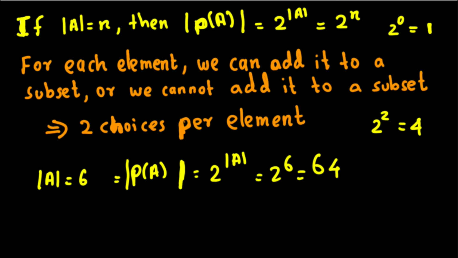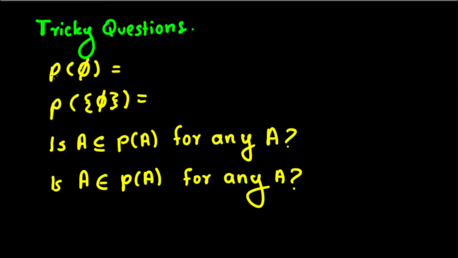Now let's look at some questions. This question is asking what's the power set of an empty set. The empty set means nothing. It's 0 elements. 2 power 0 is going to be just 1. So the answer is 1 for this. And let's write the answer. Because if it's nothing, at the end we will have just nothing. So the element is going to be the empty set.